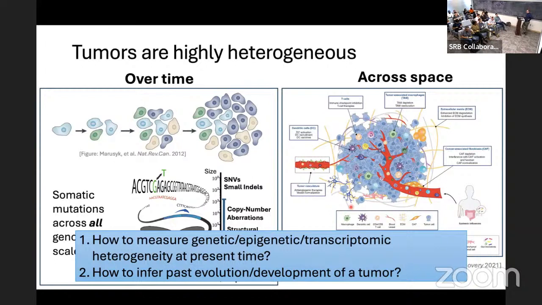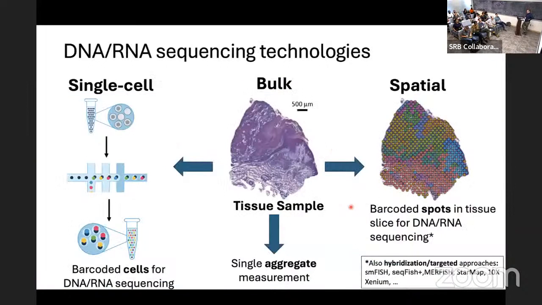And of course, the beginning part for both of these is to get the data. And the data has really changed over the past decade because there have been really two transformations in how we can measure DNA and RNA and also to some extent protein from tumors. About 10 years ago, most of the DNA or RNA measurements you saw of tumors were of a bulk tumor sample. So this gave you a single aggregate measurement that was a mixture of all the different cells within the tumor. And you could do useful things with this, but you miss a lot, especially in terms of heterogeneity.